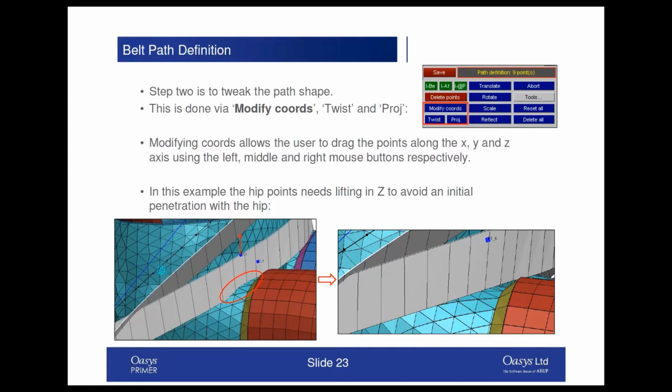This is actually a slight difference to version 13. In version 14, we didn't have the Projection button. We just had Modify Coordinates and modifying the twist.